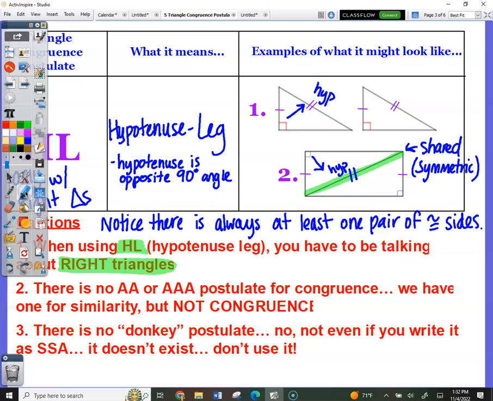The other takeaway: because there is at least one pair of congruent sides, there is no AA. There is no AA meetings or AAA roadside service here.